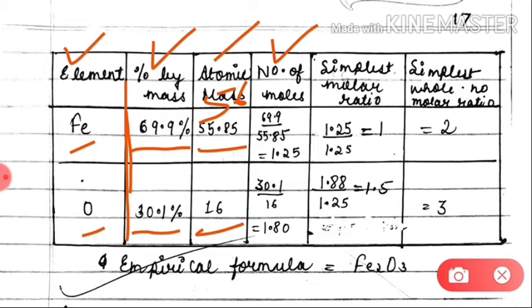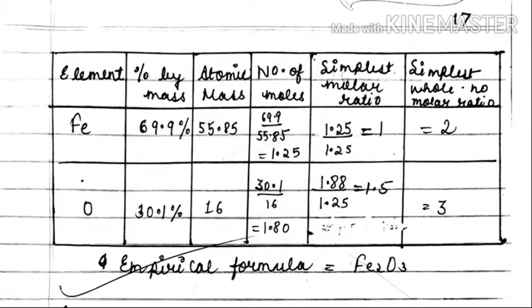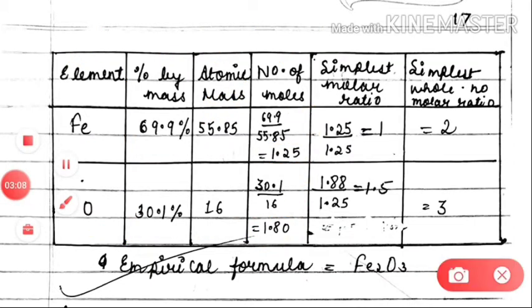And what is the mass percentage of iron? That is 69.9 upon 55.85, almost equal to 56. And when we divide, we get 1.25. And for oxygen, the number of moles is the mass percentage of oxygen divided by its atomic mass, 30.1 divided by 16, and we get 1.88. So basically in this numerical, the number of moles of iron comes 1.25, and the number of moles of oxygen comes 1.88.